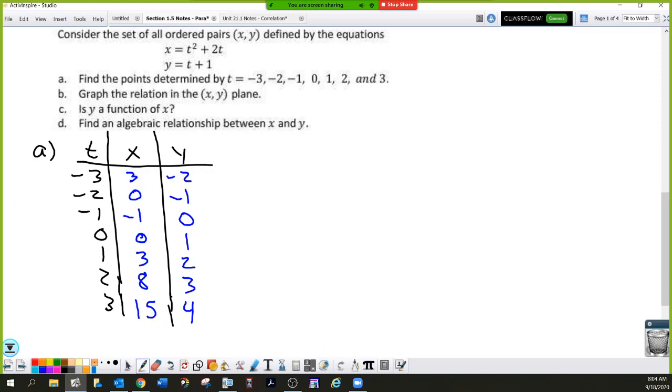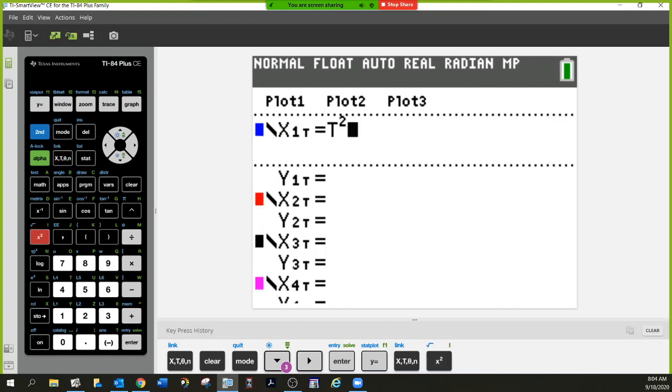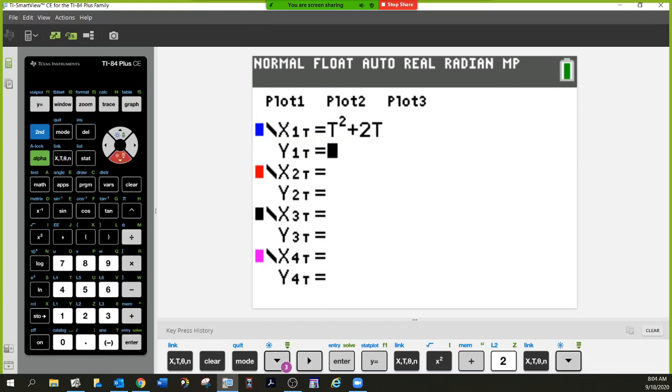Part B says to graph the relation in the plane. And instead of doing this by hand, let's go ahead and use the handy dandy graphing calculator. So we're going to use T. And look, this time when I hit the variable button, it went ahead and gave me a T. It's okay that it's capitalized. So T squared, use the square hotkey, plus 2T. Then you just hit the down arrow, and you do T plus 1.